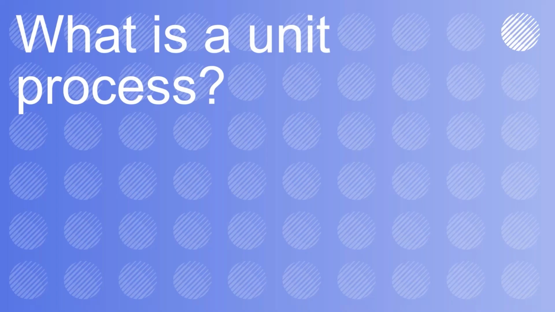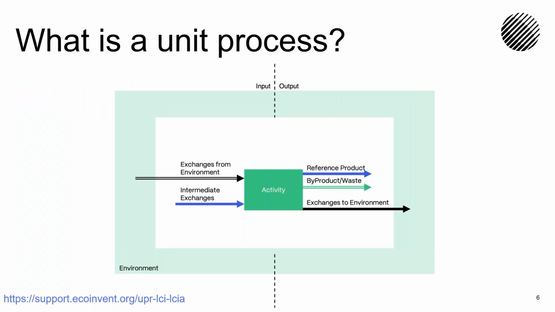So what is a unit process in ecoinvent? A unit process in ecoinvent represents a human activity and its exchanges both with the environment and with the technosphere. The exchanges from and to the environment are called elementary exchanges. When we talk about exchanges from the environment, they represent, for example, natural resource extraction, while when we talk about exchanges to the environment, we talk about, for example, emissions to land, soil, air, and so on.